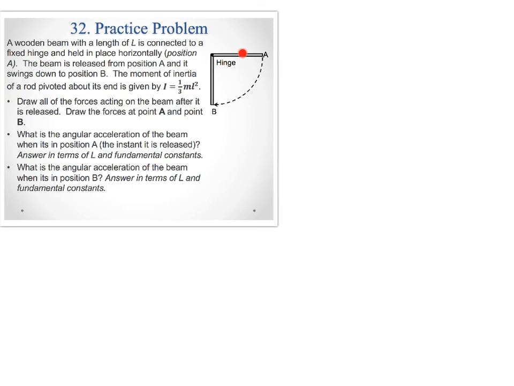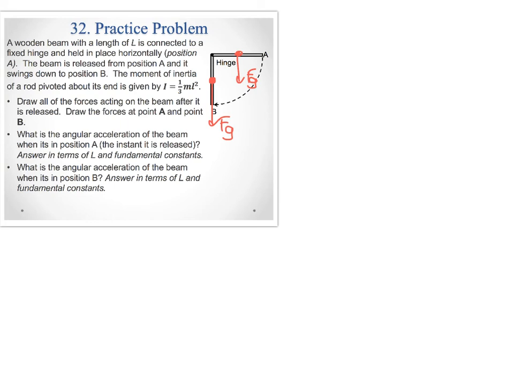Up next here, we have a wooden beam that's connected to a hinge, and it's initially released from this point A here, and it swings down to point B. And we want to first draw all the forces acting on the beam after it's released. So the one force we're going to have is gravity, and we know that gravity always acts in the center of objects. So there's my FG there. And when it swings down to B, it's still going to act in the center of mass of the object, which is just going to be directly in the middle, since we'll assume it's a uniform beam.